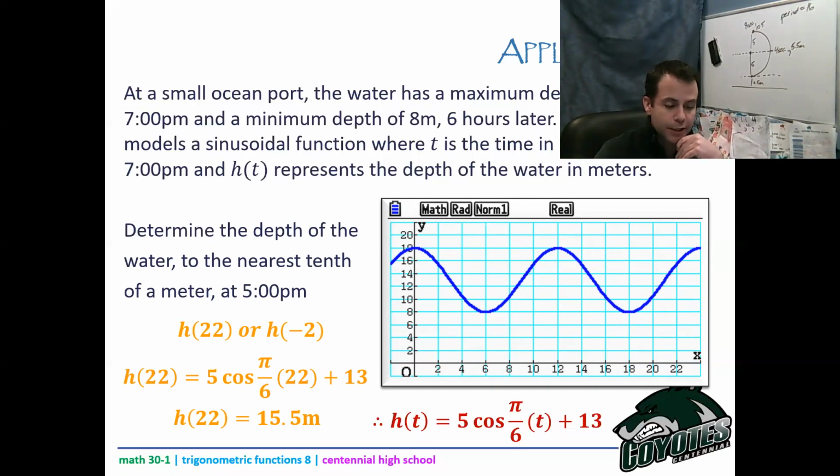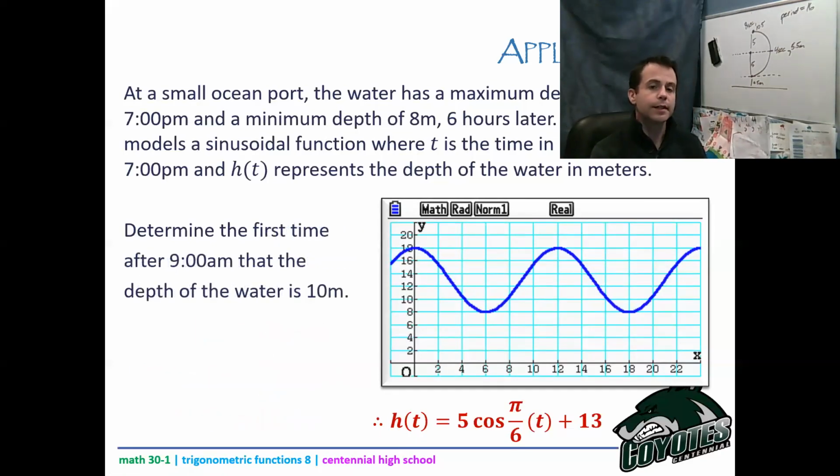Okay, and then the last question here, this one's a much harder one. It says determine the first time after 9 a.m. that the depth of the water is 10 meters. Okay, well, we got to kind of talk through this for a second. If 7 p.m. is time 0, 7 a.m. is 12 hours later. 12 hours to go from 7 to 7. Okay, so 9 a.m. is 2 hours after that. So this is really saying determine the first time after x is 14, the 12 plus the 2, that the depth of the water is 10.